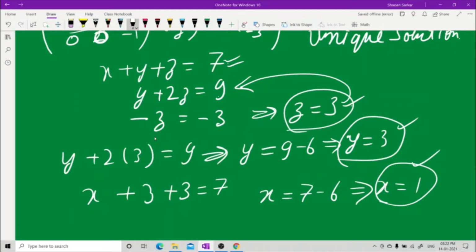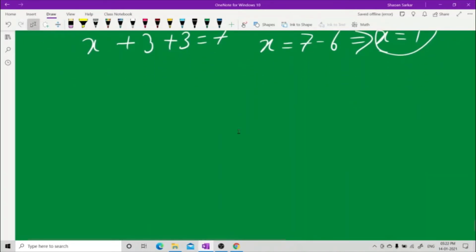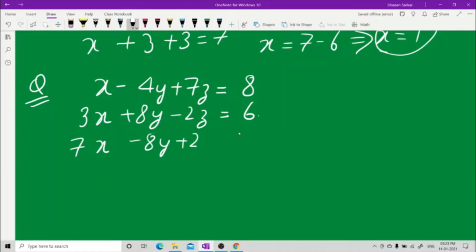So these are the unique solutions that you got: x equal to 1, y equal to 3 and z equal to 3. Now let us see the second situation, no solution. Let us take another example for checking no solution. x minus 4y plus 7z is equal to 8, 3x plus 8y minus 2z is equal to 6, and then you have 7x minus 8y plus 26z is equal to 31.